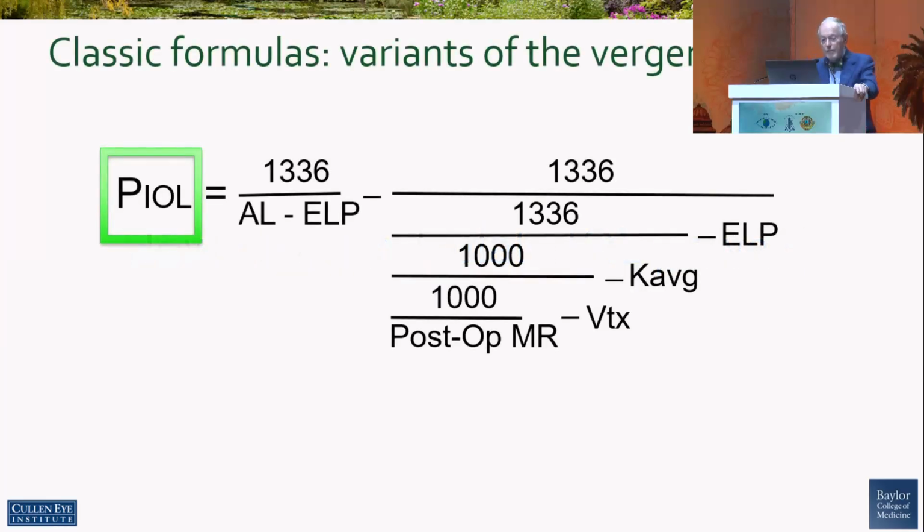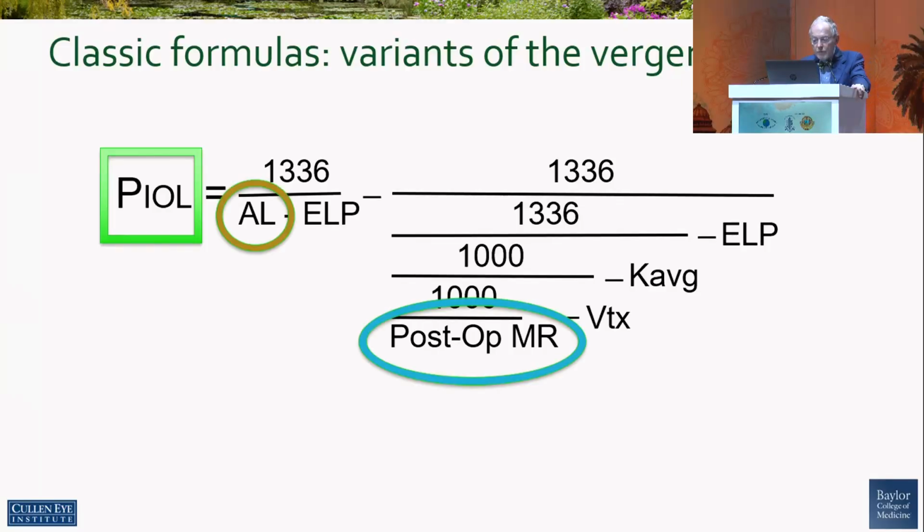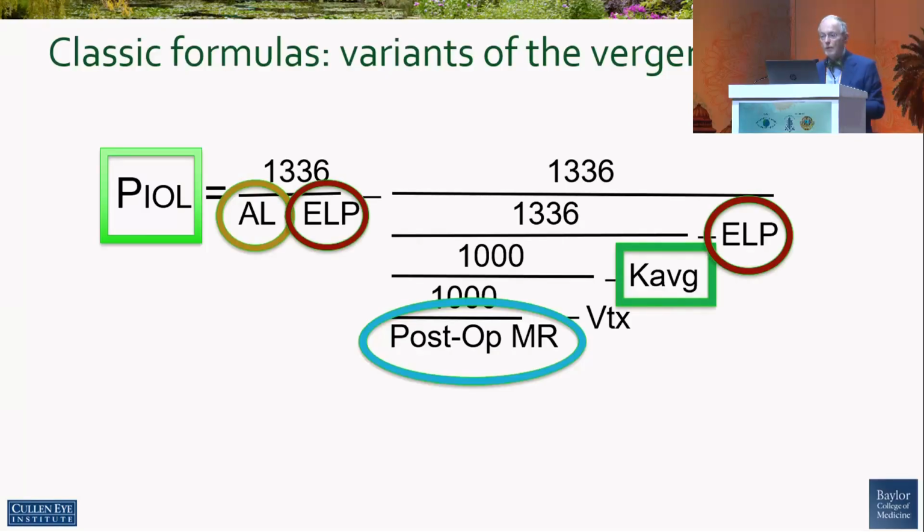Well, we calculate power in a number of ways. The classic formula is the vergence formula, where the power is calculated using the predicted refraction, the axial length, the average K, and the ELP. And the ELP, of course, is one of the big problems because every formula has its own internal formula for calculating effective lens position using various variables.